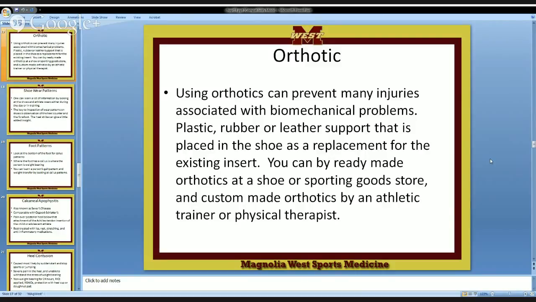What's an orthotic? It's what you put in your shoes. You put the plastic sole in your shoe. Now you can go over here to the drugstore and just buy a generic commercial orthotic, or you can go and they make it. When you first put them in your shoes, your feet are going to hurt because your foot's not used to it.